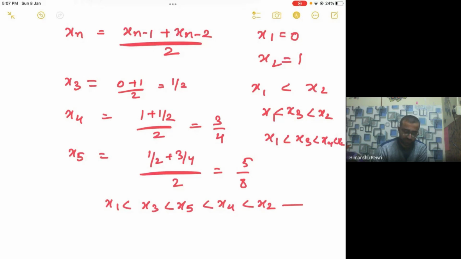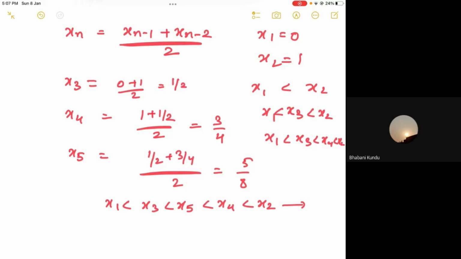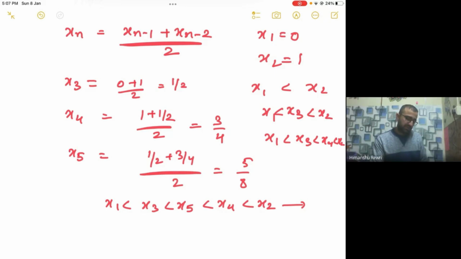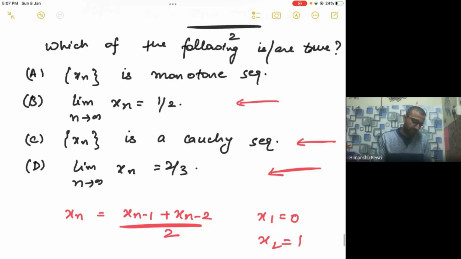So this is not an AP. We will prove why it is not an AP, but this gives us a hint that this is not an AP. Yes, sir. So now can you comment on anything, how we will proceed? Any idea, any intuition?